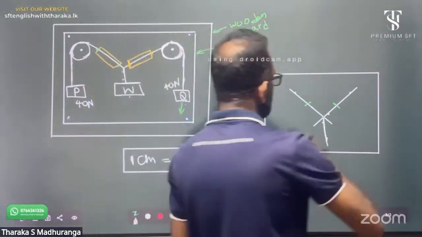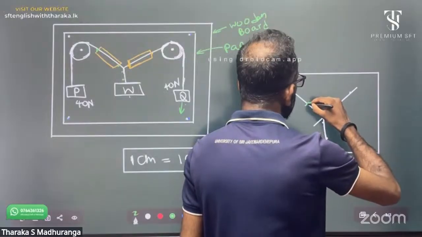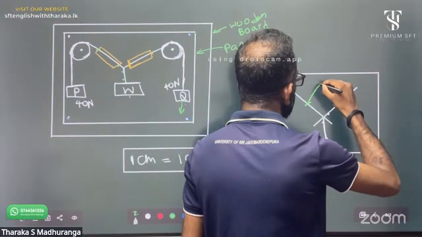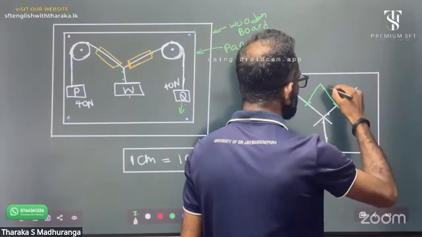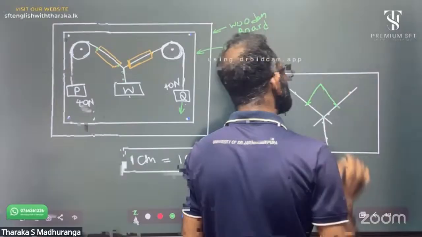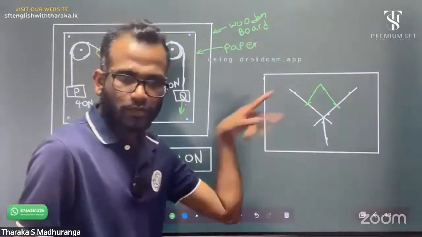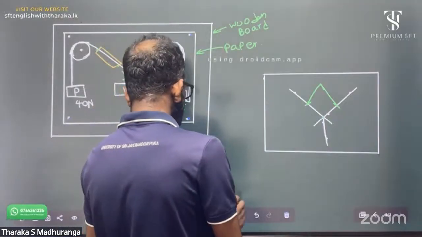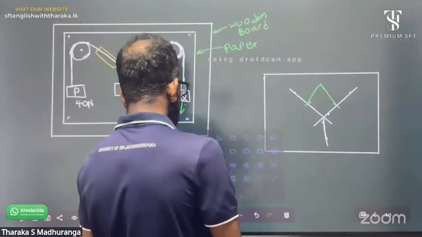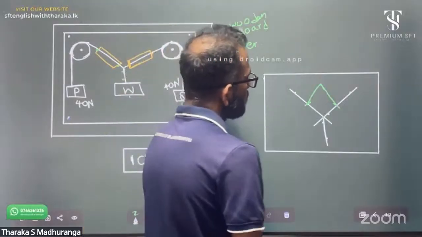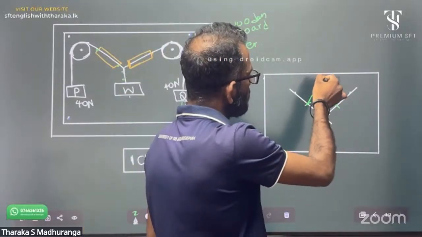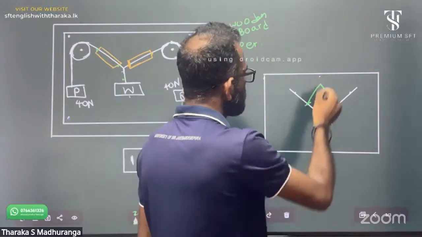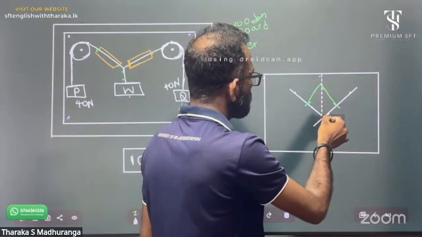Now you can complete it as a parallelogram. From these two points, complete the parallelogram using the compass. I will show you how to complete it. Okay. Now you can check whether this line is aligned to this vertex, whether the line passes through the vertex.